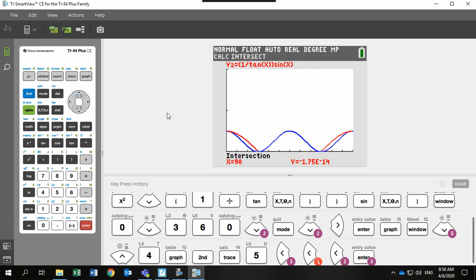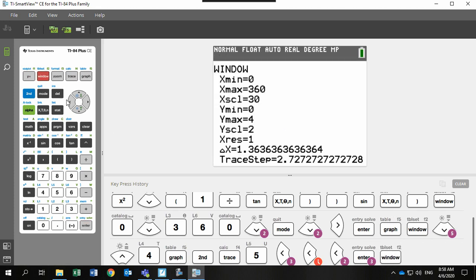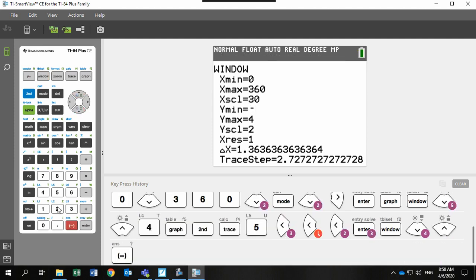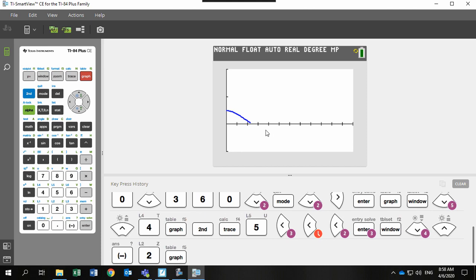I could do it again over on this side. Probably would have been better if my window went down to something like -2, just so we can see that red graph a little bit better. And there you go. We set our scale at 30 degrees, so you can even see 30, 60, 90, and then again over here at our 180. Notice right here, there is a non-permissible value because there's a hole in the graph. And that is how you can verify graphically.